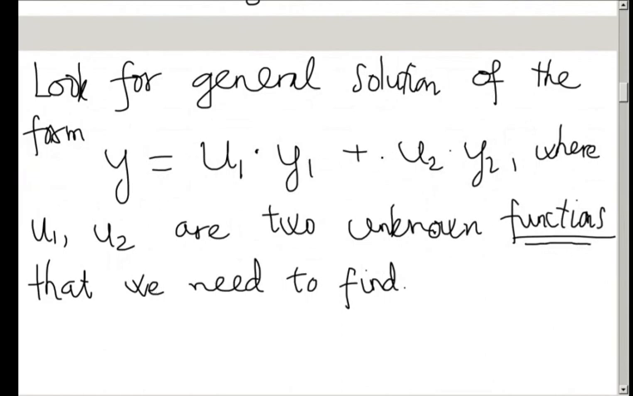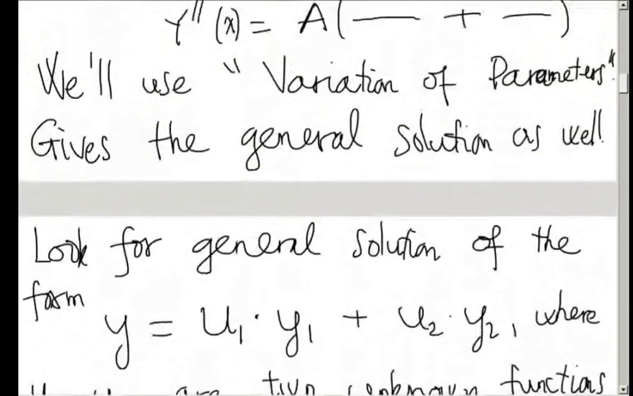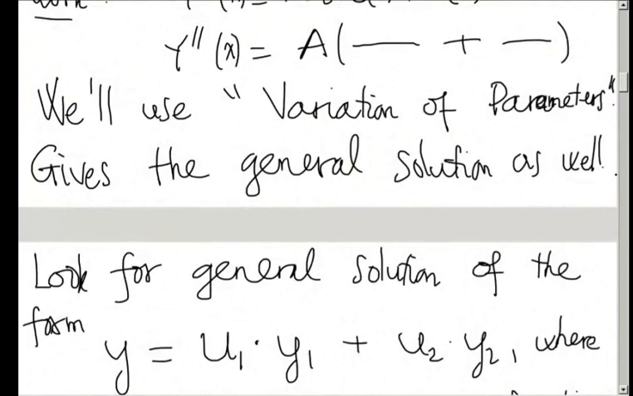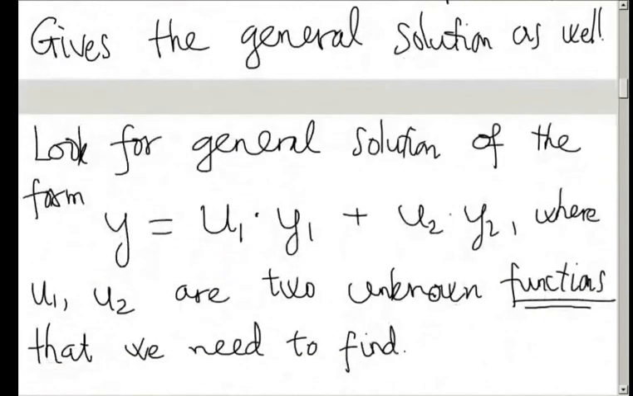This format, u1 times y1 plus u2 times y2, resembles c1 y1 plus c2 y2. But instead of constants c1, c2, we're looking at functions u1 and u2. The c1 and c2 are constants, called parameters. But now they're not constant anymore. We vary them to functions u1, u2. And that's why the name variation of parameters.